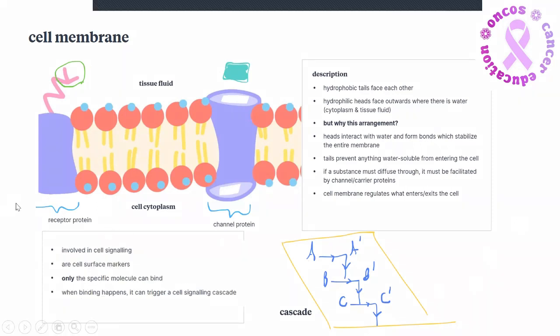Okay, so let's turn our attention to receptor proteins. For the receptor proteins, you'll notice that there's this little antenna sticking out, and this is the part that the molecule binds to. So receptor proteins are involved in cell signaling. They are the cell surface markers, and only the specific molecule can bind. So let's say this is an insulin receptor. Then only insulin can bind to this. And when that binding happens, it can trigger a cell signaling cascade.